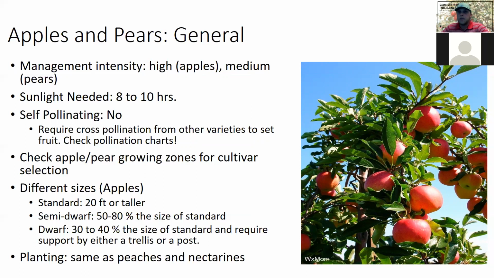As far as planting goes, like I said, just follow the same type guidelines as peaches and nectarines. Dig that hole twice as big as the root ball, and just as deep as it is in the pot that you receive it in.